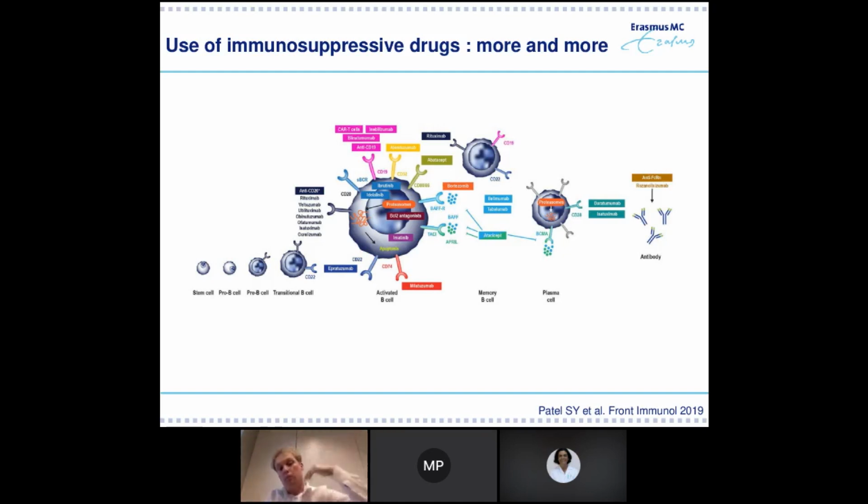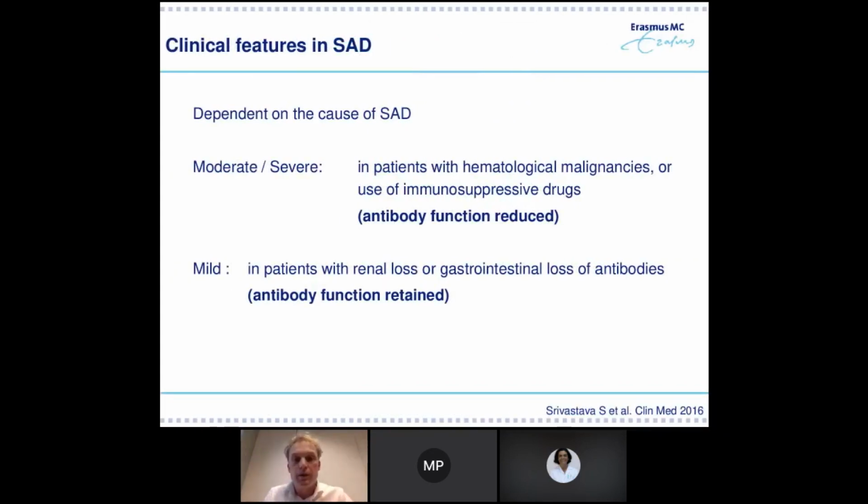And over the next years, more and more of these kinds of immunosuppressants will be brought to the market and will result in an increased number of patients with potential secondary antibody deficiency. So indeed, immunosuppressive therapy results in secondary antibody deficiency. And what is the clinical picture of these patients?